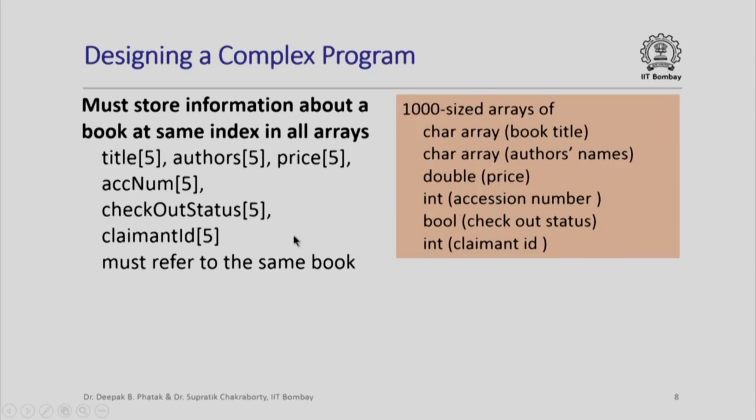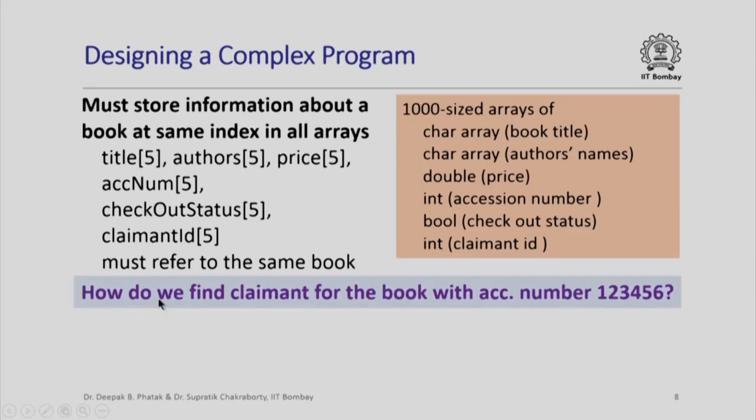So one way to do this might be to say that let us store the information about a book at the same index in all the arrays. So the 5th element, or in this case it is actually the 6th element, since each array is going to start its index from 0. So the 6th element of all of the arrays, title, authors, price, accession number, checkout status and claimant ID, must refer to the same book. They must basically give different kinds of information about the same book. So this might be one way that we can correlate information stored in these different arrays for the same book.